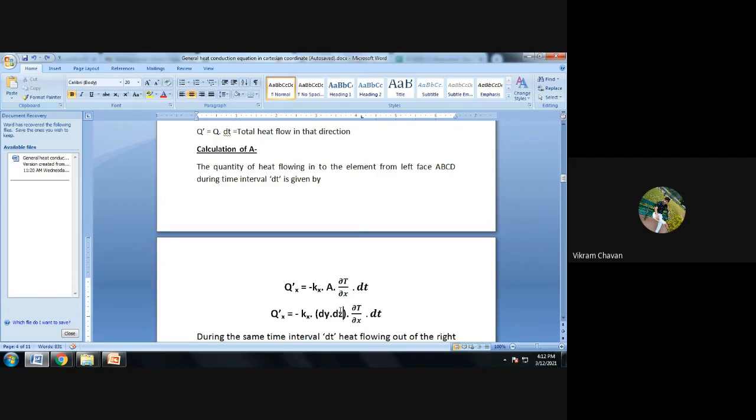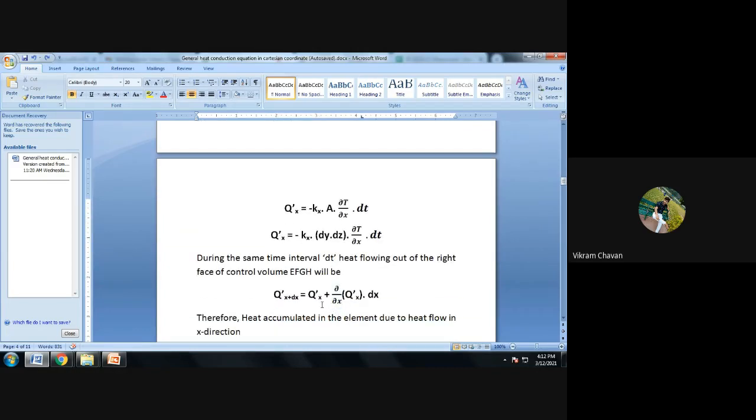Now during the same time interval dt, the heat is also leaving from the EFGH face. So the total amount of heat leaving the EFGH face will also be introduced in the form of Q dash x. Why is it so? Because out of the heat that entered the element from face ABCD, some amount or more will be leaving face EFGH. So there will be a change in the initial heat only. It will be an addition or a subtraction from the initial heat only.